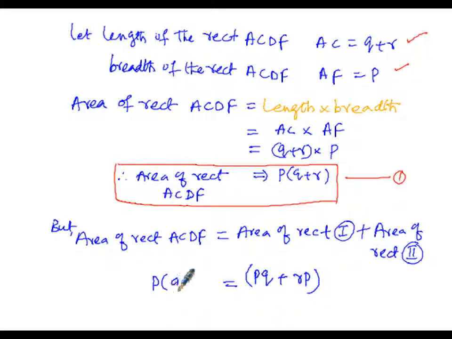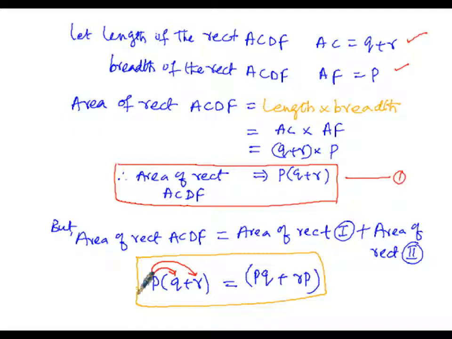plus R. So in this manner we have multiplied one polynomial, that is Q plus R, with one monomial. Its product is nothing but P into Q plus R into P, which is multiplication over addition. So P into Q is PQ, plus P into R, which is PR, or in other words RP. So we got P into Q plus R equal to P into Q plus R into P. This shows us the product of a polynomial with a monomial.